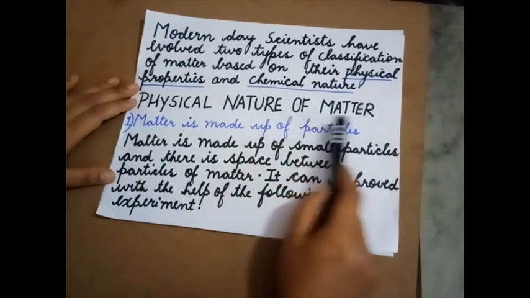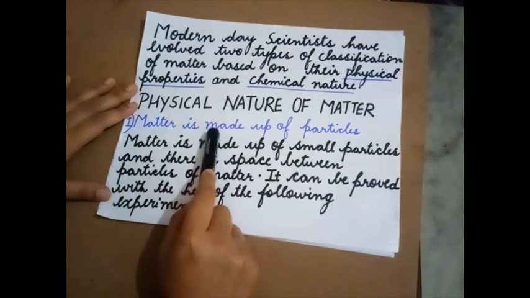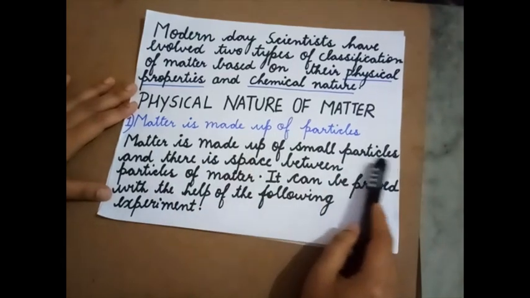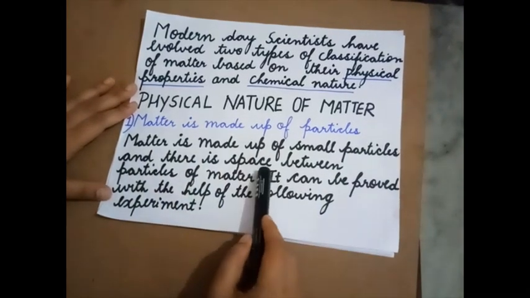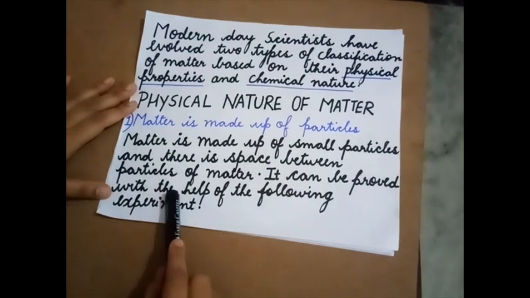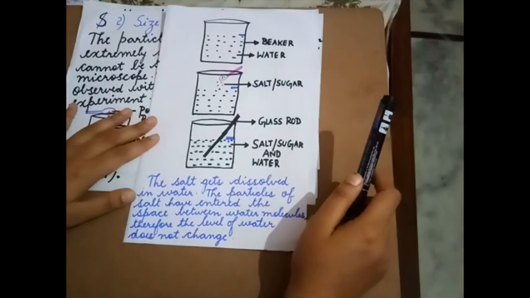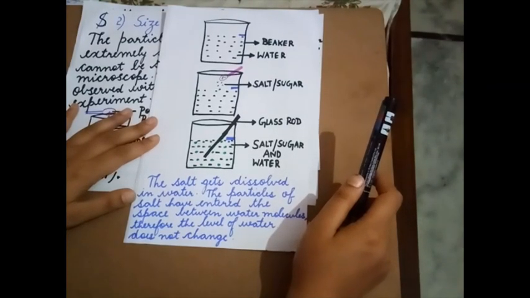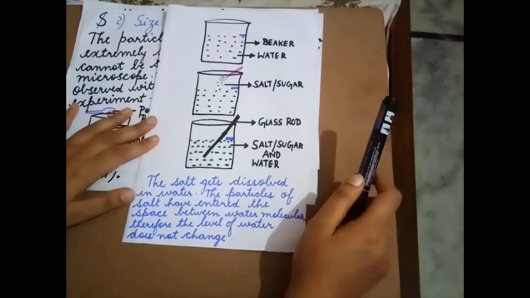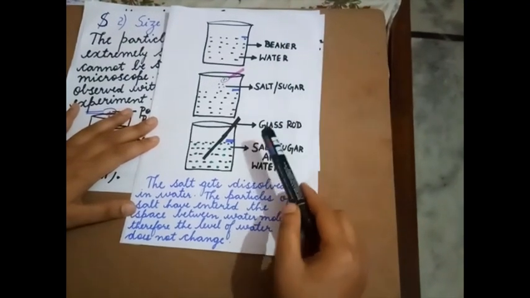Physical nature of matter. Under that, the very first point is matter is made up of particles. Matter is made up of small particles and there is space between the particles of matter. It can be proved with the help of the following experiments. To understand the very first physical nature of matter, that is, matter is made up of small particles and has space between them, let's try to understand this particular experiment.